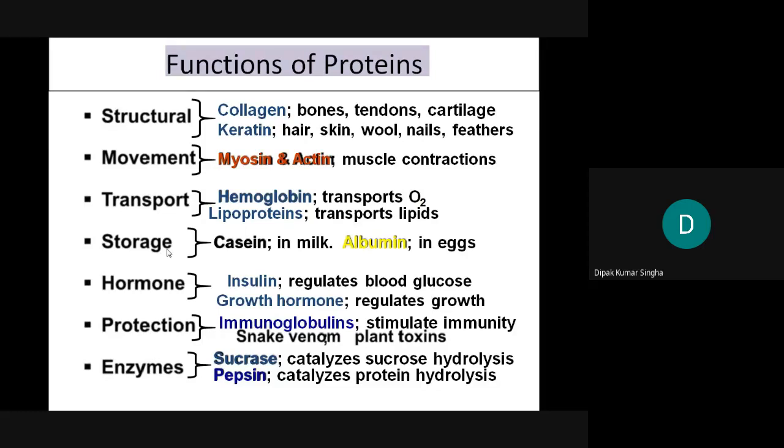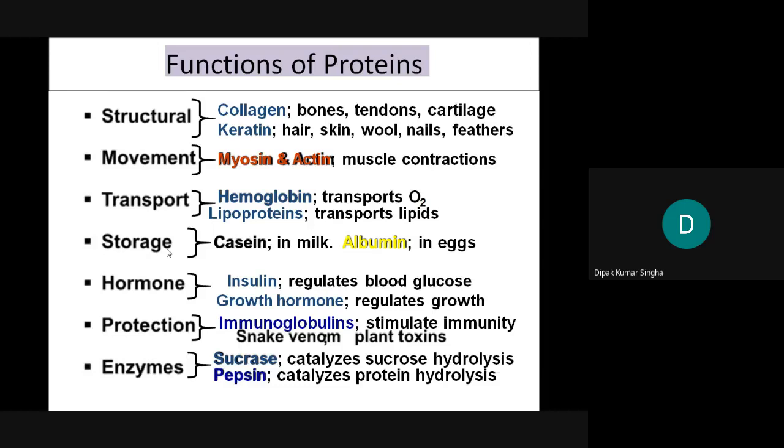And there is movement protein, meaning the movement of joints and muscles. Which protein? Basically myosin and actin, which cause muscle contraction and relaxation. That is called movement protein. Another is transport protein, which transports oxygen, nutrients, and other materials. That is hemoglobin, present in the blood, which carries oxygen and carbon dioxide also. Another is lipoprotein, which is also a transport protein.